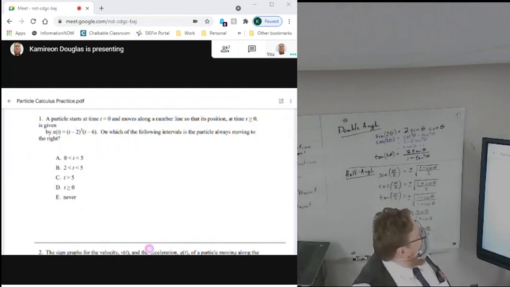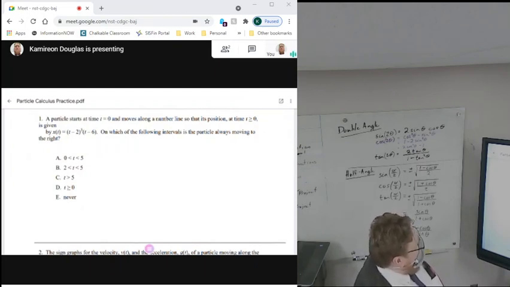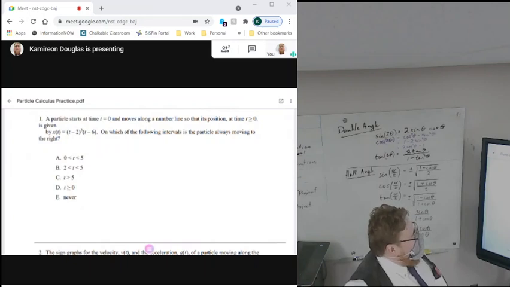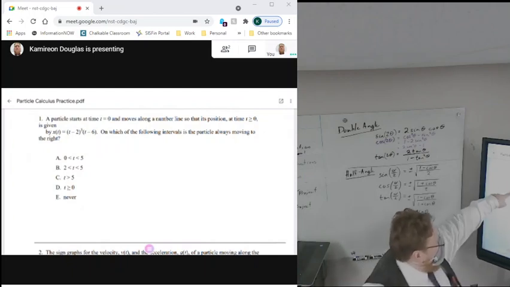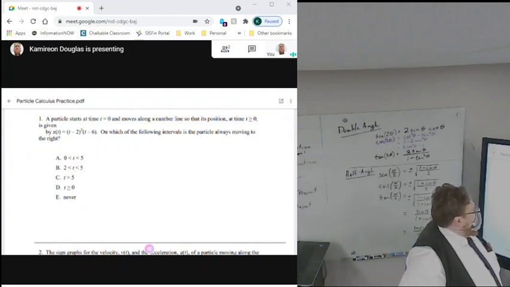So this time, a particle starts at time t equals 0 and moves along a number line. Its position at time t greater than or equal to 0 is given by x of t equals (t minus 2) cubed times (t minus 6). Which of the following intervals is the particle always moving to the right? Let's analyze this problem. We are given the position equation, x of t, and it asks on which of the following intervals the particle is always moving to the right.